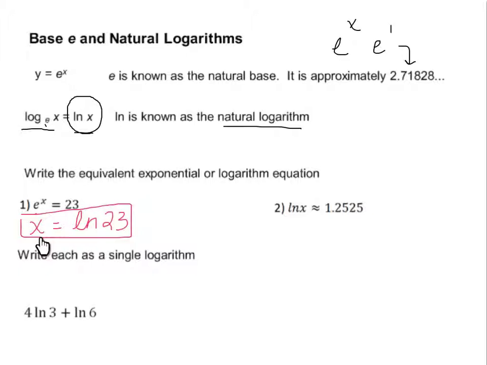Second example, this is currently in a logarithm, so we want to write it as an exponential. So this is the natural log of x is approximately 1.2525. So here we'd say x would be approximately, your base number here is e, so it would be e to the 1.2525.